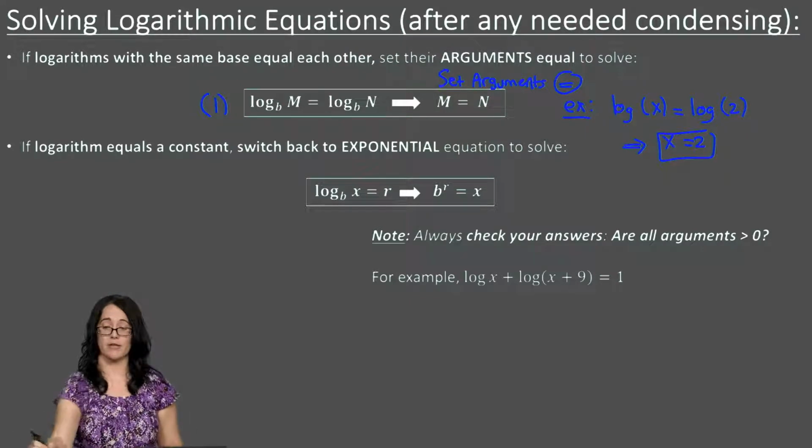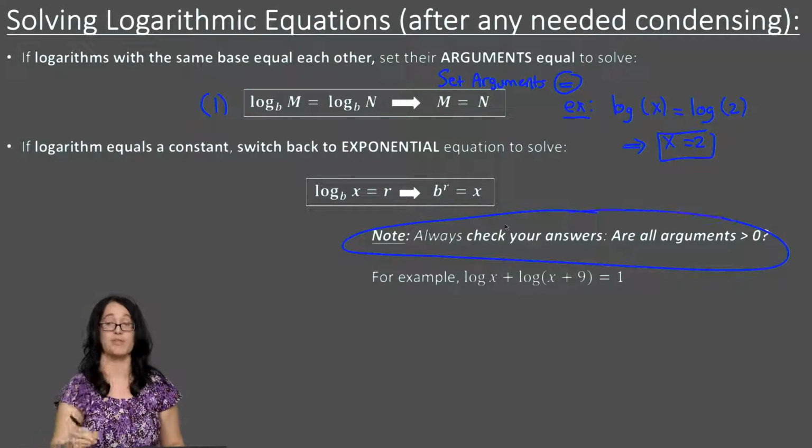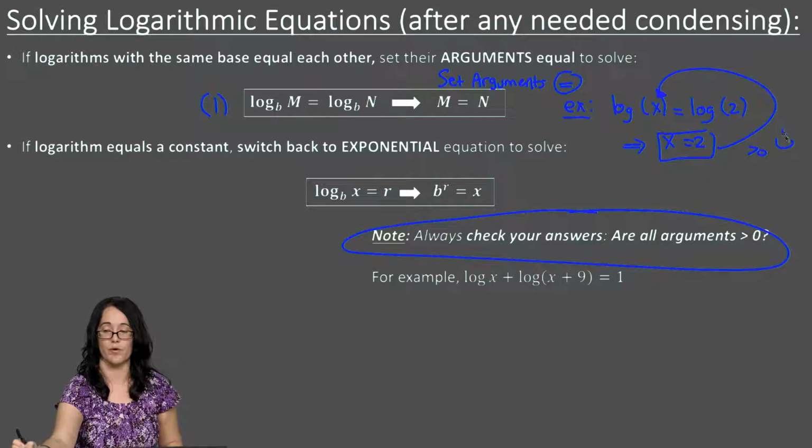Then we would check our answers. Remember, we always check our answers when we're solving a logarithmic equation. And we make sure that every argument is still greater than 0 when we put that input into the argument. In this case, inserting 2 into the argument here is still greater than 0, so it would work.